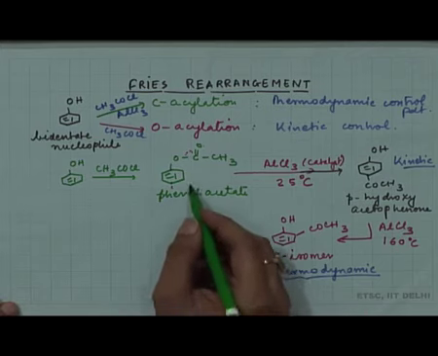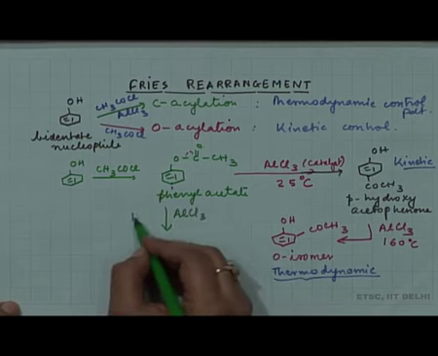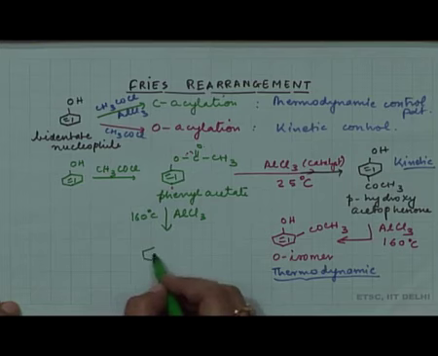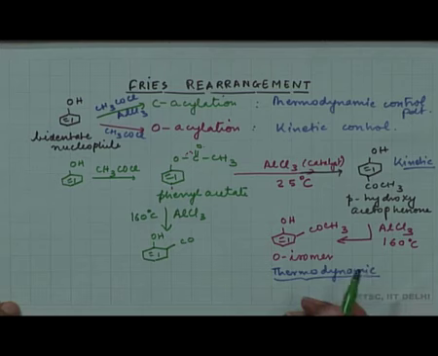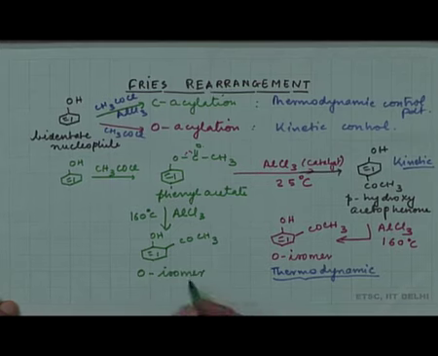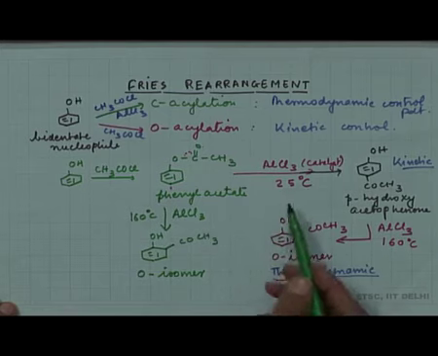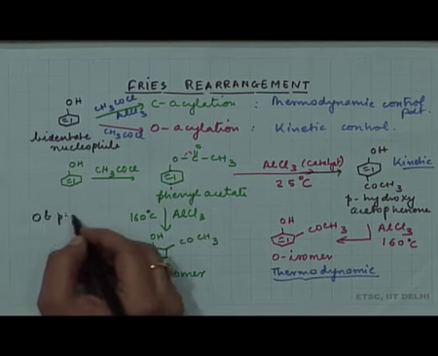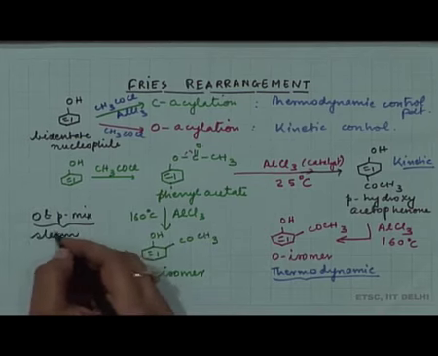And if we start from phenyl acetate and directly subject it to AlCl3 treatment at 160 degrees centigrade, it gives us the more stable ortho isomer in those conditions. If you carry out the reaction at any temperature in between the two, you will end up with a mixture of ortho and para products, and this mixture needs to be separated with the help of steam distillation.